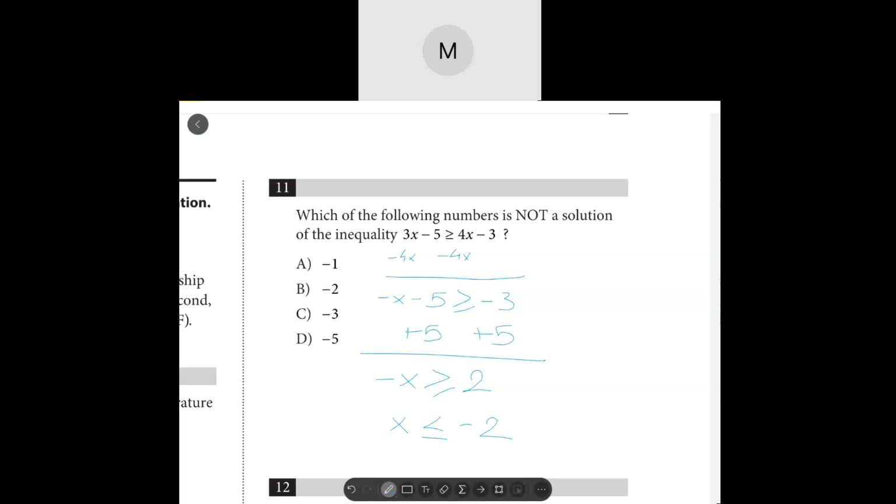If x is less than or equal to negative 2, it can be negative 2, it can be negative 3, it can be negative 4, it can be negative 5, because it's less than or equal to negative 2. And when it's less than negative 2, it means you're going left on the number line where you get negative 3, negative 4, negative 5. The question's asking, again, a key word here is not a solution. So in this case, since negative 2, negative 3, negative 5 are all solutions, negative 1 is my answer, which is not a solution.